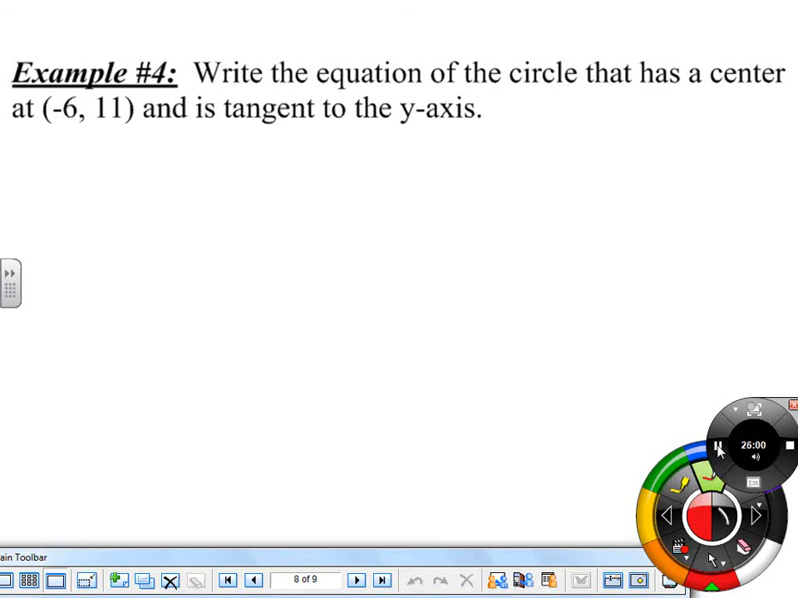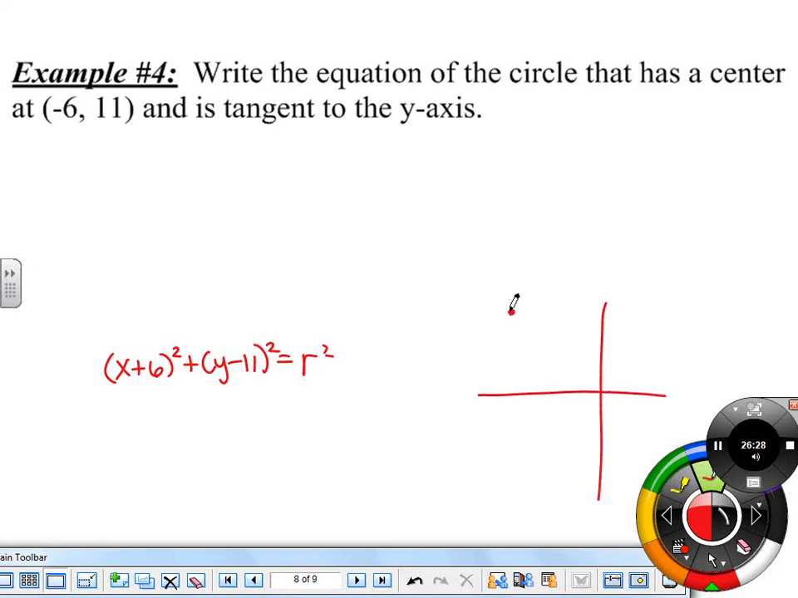Shannon. Okay, so r squared is the mystery, right? So we somehow need to interpret what the radius or the radius squared is, given that we're tangent to the y-axis. Claire. I drew a graph and then I drew the center and tangent. Tangent means that a line goes through one point on the side, right? Good. So if it's tangent to the y-axis, then the radius is 6, so r squared. Good. So this point's at (-6, 11) is what she's saying.